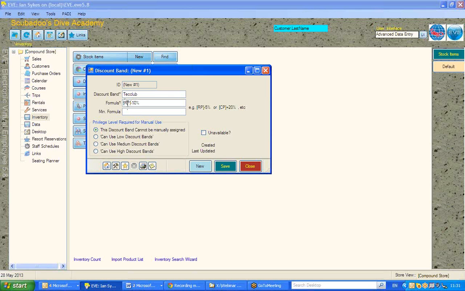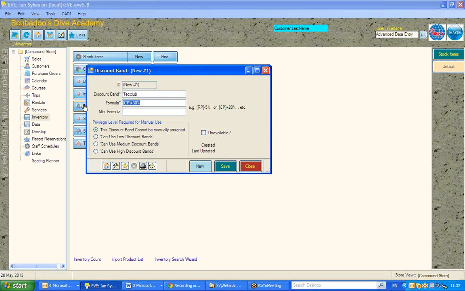If, however, I wanted this to be cost price plus 30%, then I can enter details as you see now, and I would have a formula that would mean any stock item sold with the discount band of Tech Club applied would have 30% plus the cost price as its final sale price.